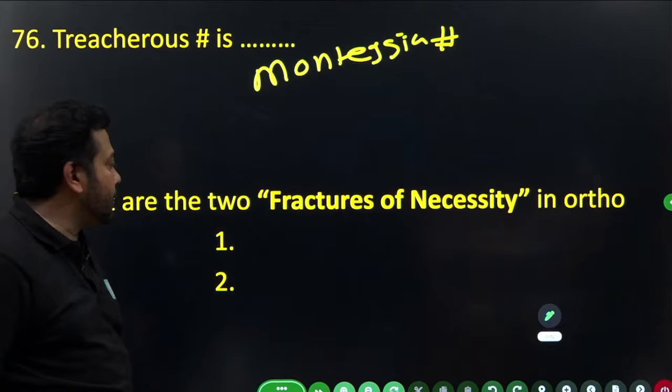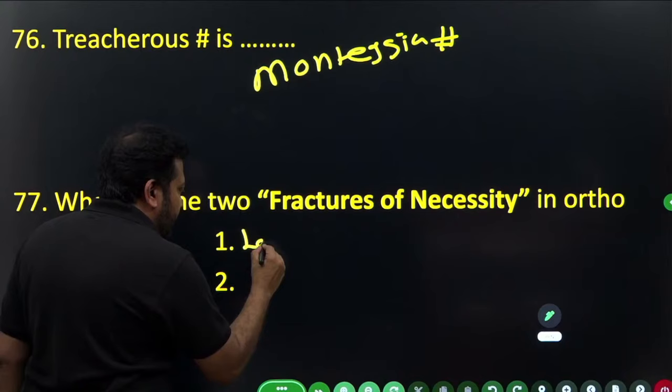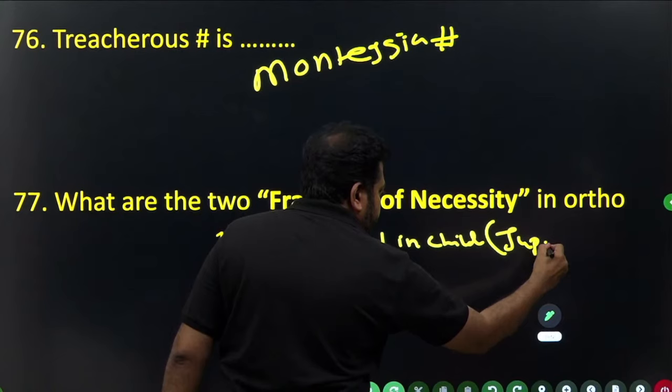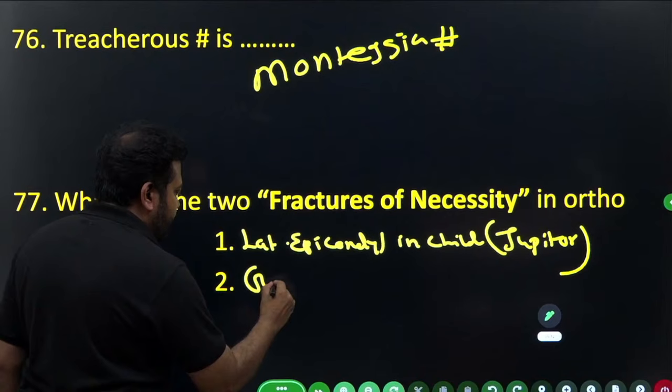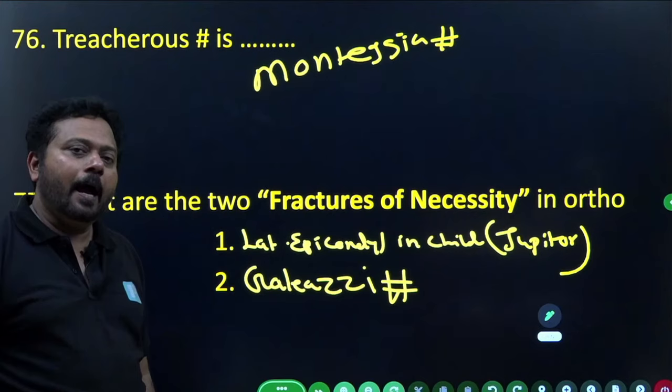Okay, one fracture of necessity everyone knows. Number one fracture of necessity is the lateral epicondyle fracture in a child. This is called Jupiter. Number two fracture of necessity is Galeazzi fracture. Galeazzi fracture is called a fracture of necessity. What do you mean by fracture of necessity? When this fracture happens, 100% surgery is necessary. So it's called fracture of necessity. Okay, right.